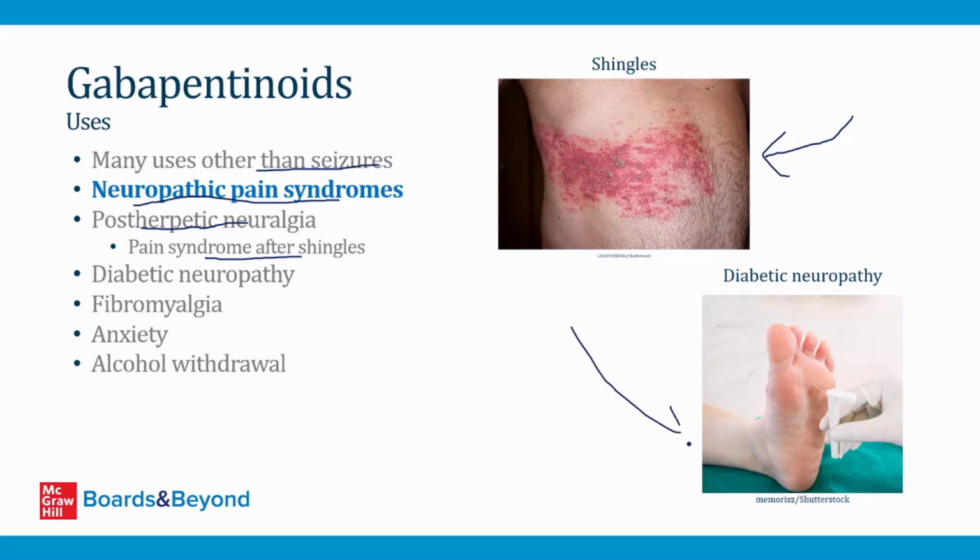Same thing with diabetic neuropathy. Some patients have very painful feet and ankles and legs from diabetic neuropathy, and gabapentinoids can be used to treat that. These drugs are also sometimes used to treat fibromyalgia and anxiety. They can also be used to treat alcohol withdrawal.